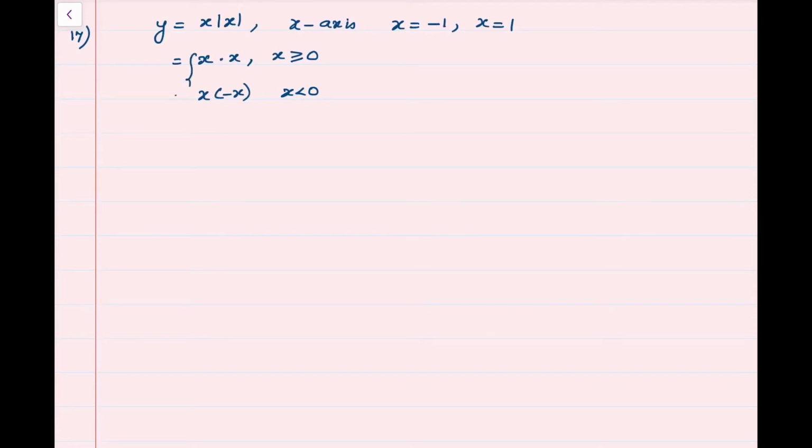Question 17. The area bounded by the curve y equal to x times absolute value of x, the x-axis, and the ordinates x is equal to minus 1 and x is equal to 1. We will remove the absolute value sign by writing plus or minus. If x is positive, it will be x, and if x is negative, absolute value of x is minus x. Therefore, y is equal to x square when x is positive and minus x square when x is negative.